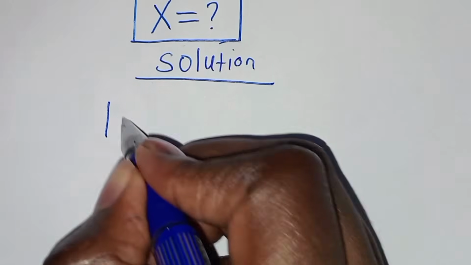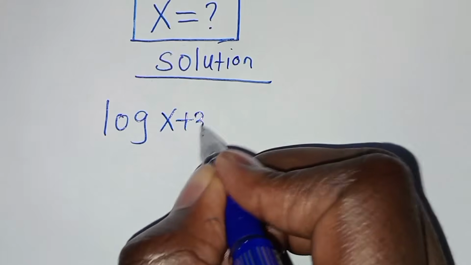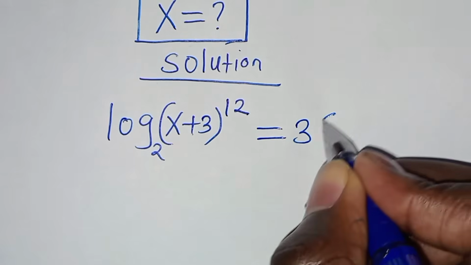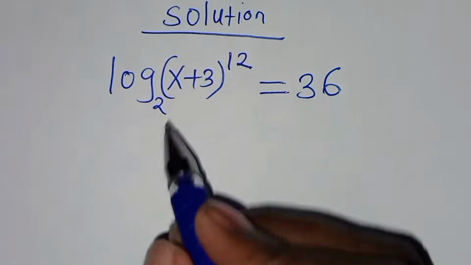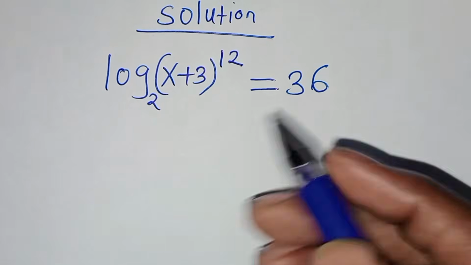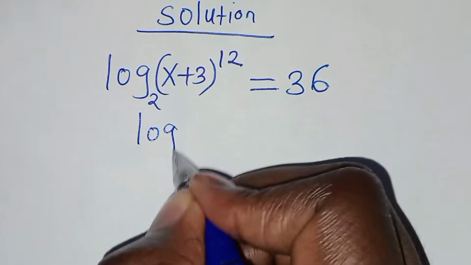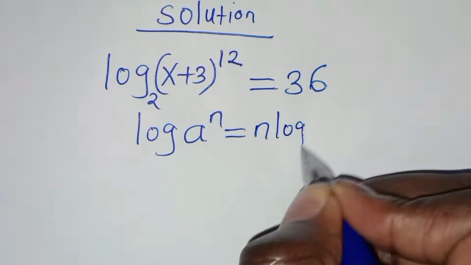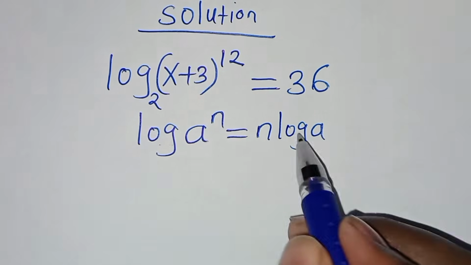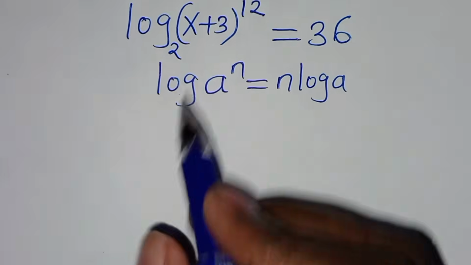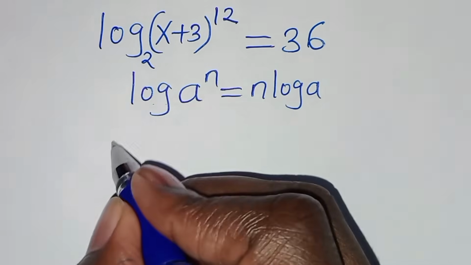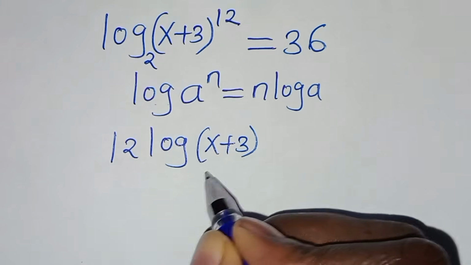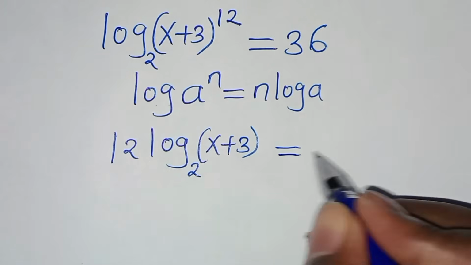So we have here log of (x plus 3) raised to power 12 to base 2. This is equal to 36. So now you find that log of (x plus 3) to power 12 to base 2 is in the form of log a to power n, which we can express as n log a. So applying this power rule property of logarithm, log of (x plus 3) to the power of 12 becomes 12 log of (x plus 3) to base 2 here. This is equal to 36.